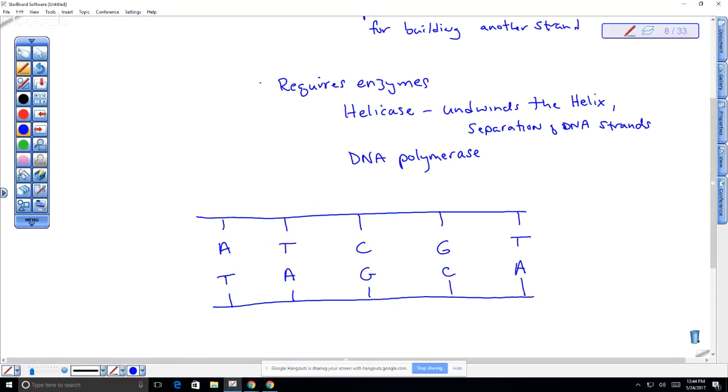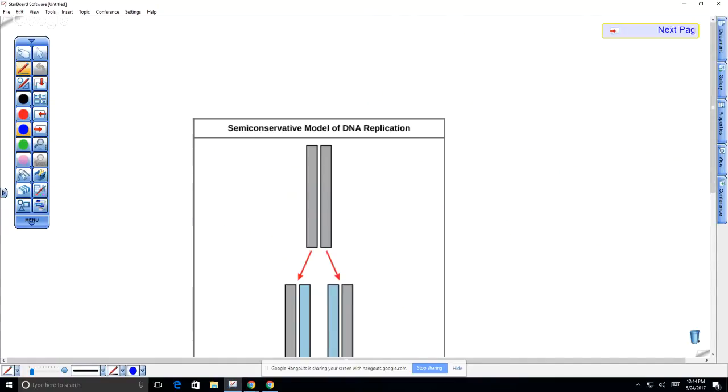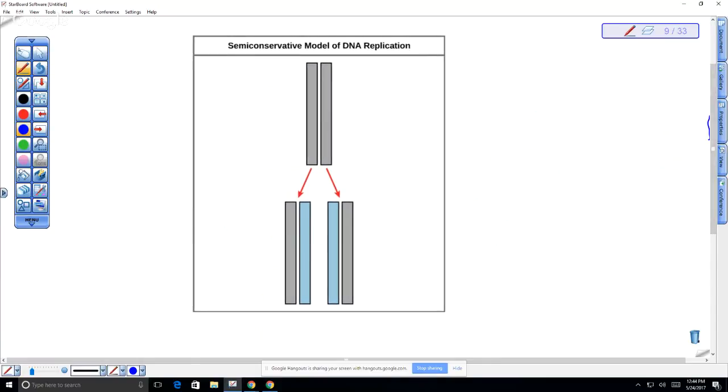Okay, so in your book, they talk about this idea of semi-conservative DNA replication. If this is the parental strand, the new daughter DNA has one parental and one new strand being produced. Okay. And then these would serve as the parental and then pass their genes on in the next generation.